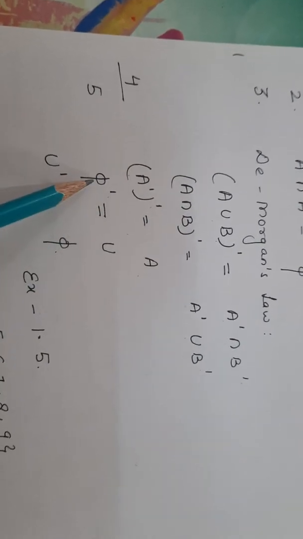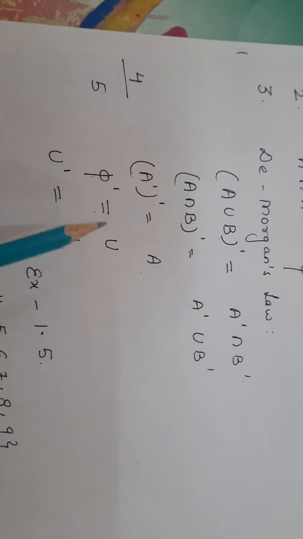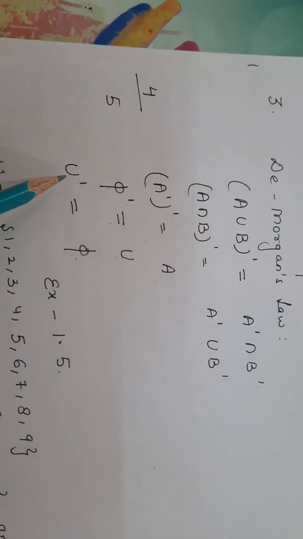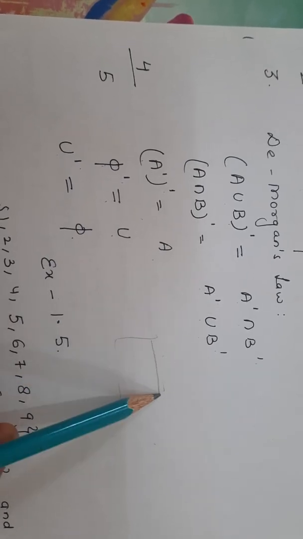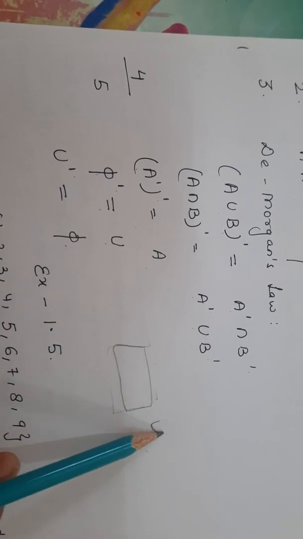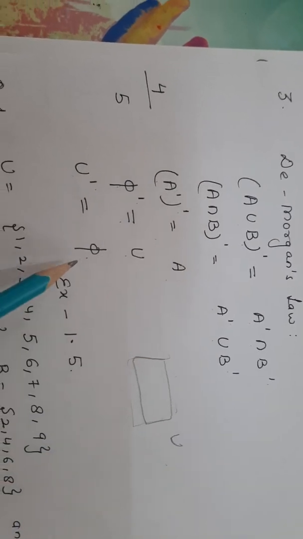Phi complement. Phi means empty. There is no element, so its complement is equal to the universal set. Universal complement. Now the universal set contains everything. This is your universal set. It contains everything. So whenever you find its complement, it will be empty.